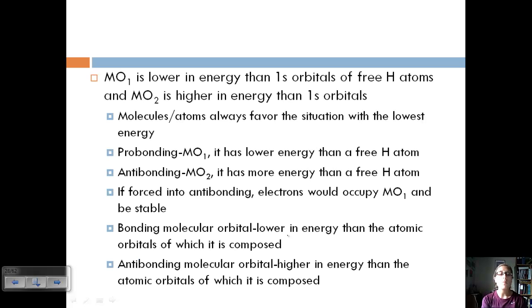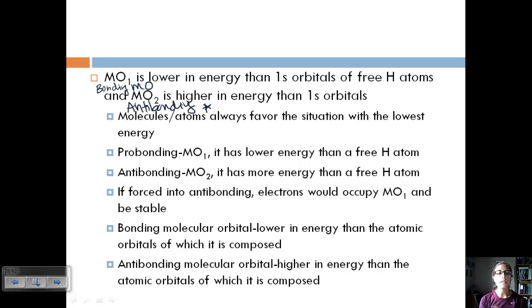Okay, so MO sub 1 is lower in energy than the 1s orbitals of the free hydrogen atoms, and MO sub 2 is higher in energy than the 1s orbitals. And MO sub 1 is what's known as the bonding molecular orbital, and MO sub 2 is what's known as the anti-bonding. So if you remember from the picture, that top one had the little asterisk. That's MO sub 2. That's called anti-bonding, and we'll talk about that in a minute.